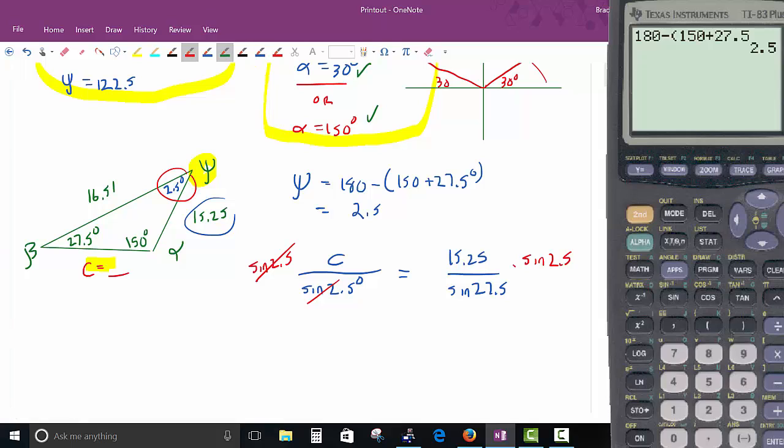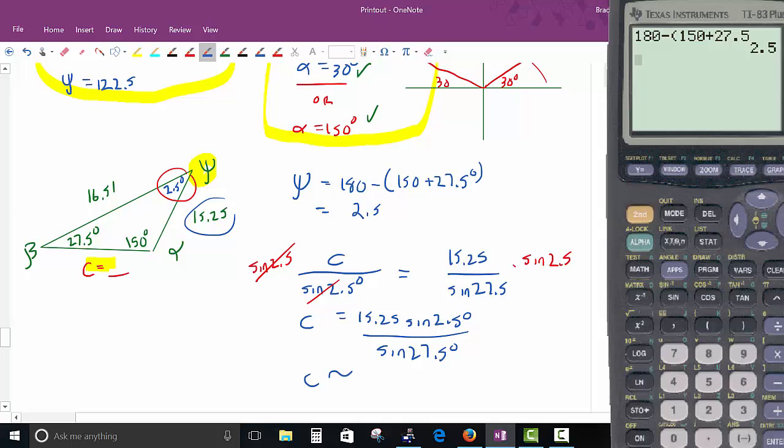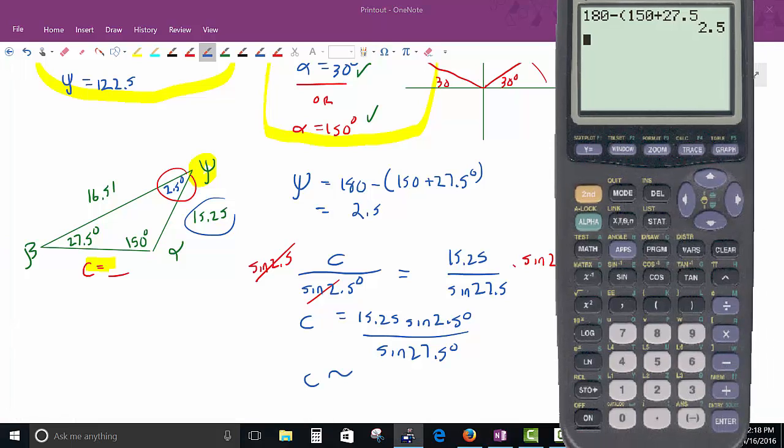So let's go ahead and just do this on the calculator. So we're going to have C is equal to 15.25 times the sine of 2.5 degrees all over the sine of 27.5 degrees. And then that'll finish up the solution then. Okay. So 15.25 times sine of 2.5 and divide by the sine of 27.5. So it's going to be about 1.44, and then that would solve the problem.